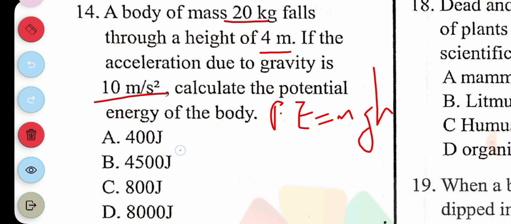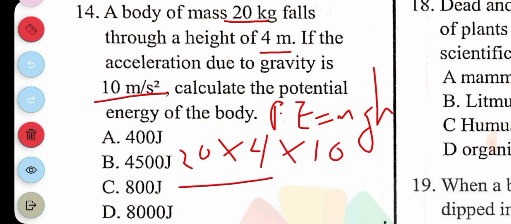So you're going to have 20 multiplied by 4 times 10. 20 times 4 is giving us 80. 80 times 10 is giving us 800. So our answer to this is 800 joule. That's the unit for energy, joule. So our answer is C.